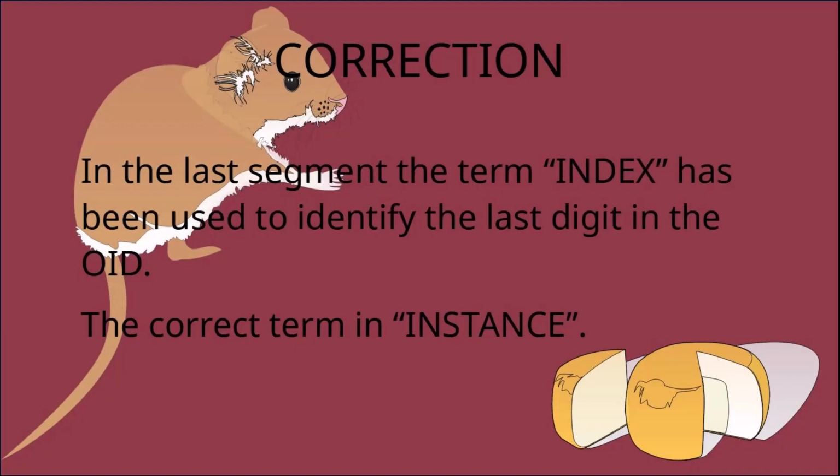A correction. In the last segment, the term index has been used to identify the last digit in the OID. The correct term is instance. A piece of cheese here, un pedazo de queso ahí, it's all the same to the mouse.